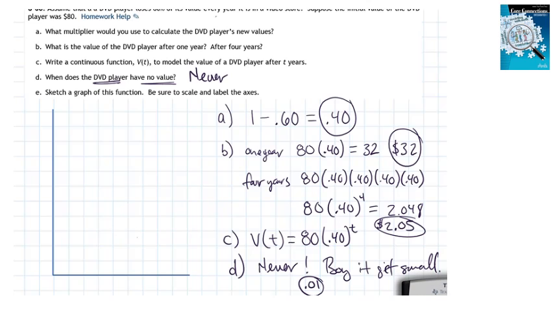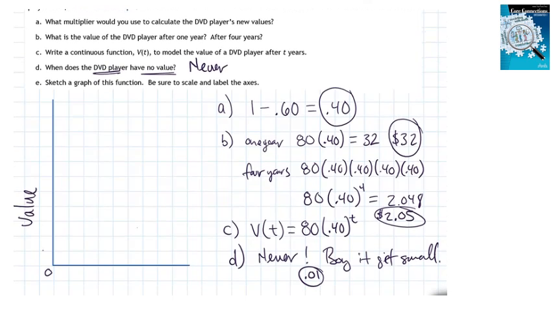Finally, it says sketch a graph of this function. Be sure to scale and label the axes. So first thing I'm going to do is label this axis value. So I'll write the word value here, V-A-L-U-E. And we'll start with a value of 0. And I think $10 is a good scale. 10, 20, 30, 40, 50, 60, 70, 80. I don't need it, but there's 90 and there's $100, right?